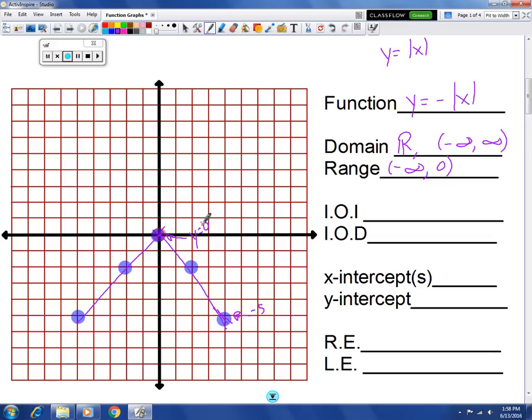Interval of increase is just the opposite of the positive absolute value of x. So at the left side of this V shape, the graph's increasing, and from the right side it's decreasing. X-intercepts and y-intercepts are the same, right at the origin. Right-hand behavior: both ends are going down.